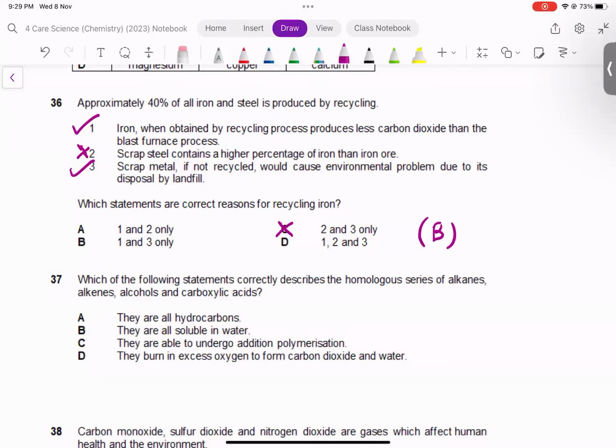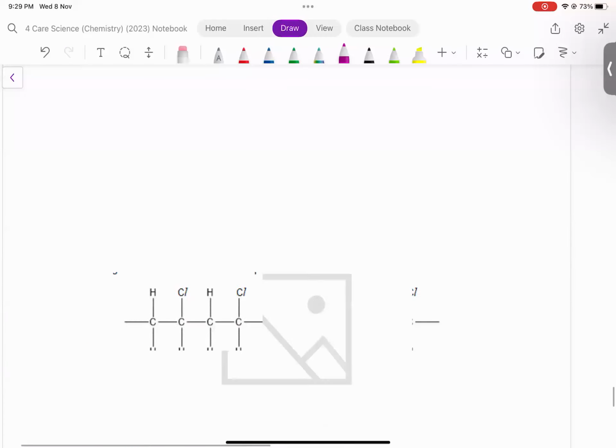Now, moving on to question 37, I'll just give you the answer quickly. Question 37, the answer is D. Please remember that the homologous series, alkanes, alkenes, alcohols, and carboxylic acids, they undergo complete combustion. And when they do so, they form carbon dioxide and water only. All right, only.